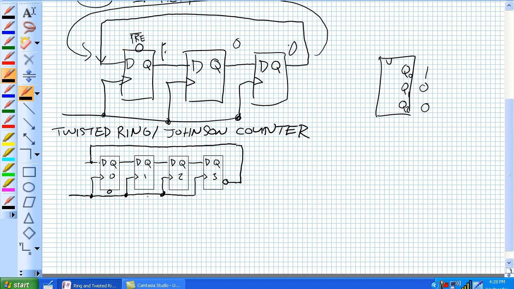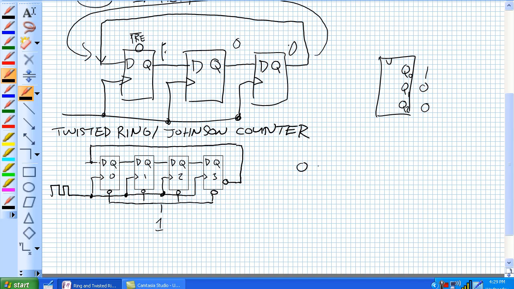Okay, the secret of this guy, rather than our single preset, is the multiple clear. So to start a twisted ring Johnson counter on the right track, we give everybody an active low clear. So everybody's at 0. Take it away, and start our clock running. Okay, whoops, I am doing a 4-bit counter. This is going to get messy. How about that? Let's just do a 4-bit counter.